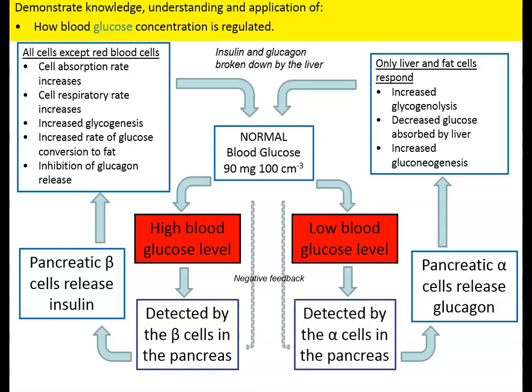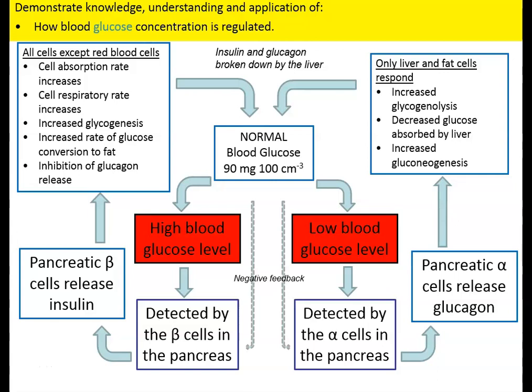That then feeds back, once we hit that normal, to those beta cells. Those beta cells are detecting that, and therefore we stop insulin production. So we have negative feedback because we are feeding back to now reduce the amount of insulin that is being secreted.